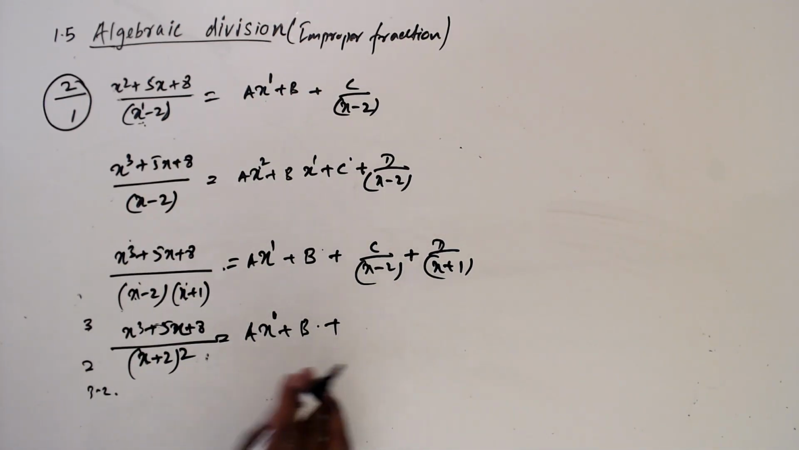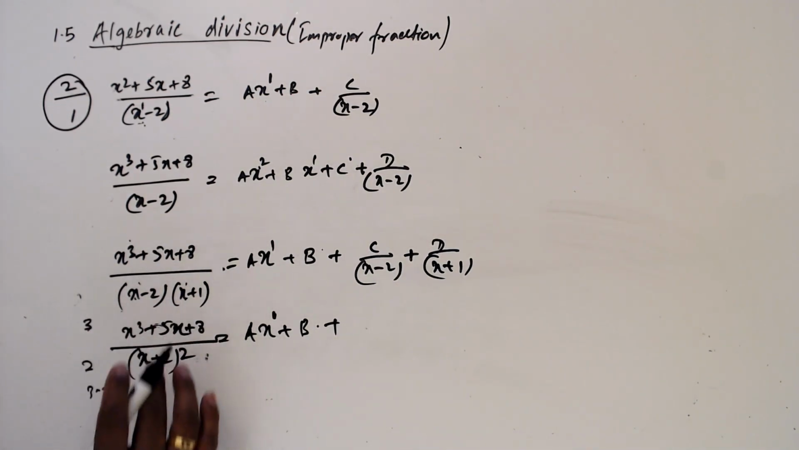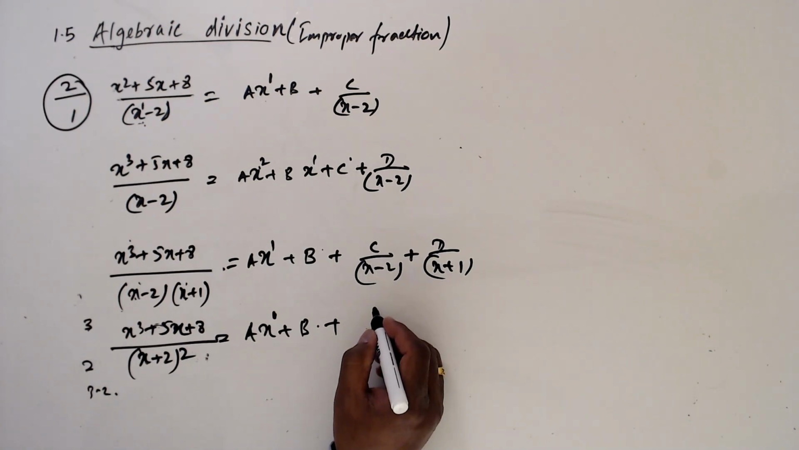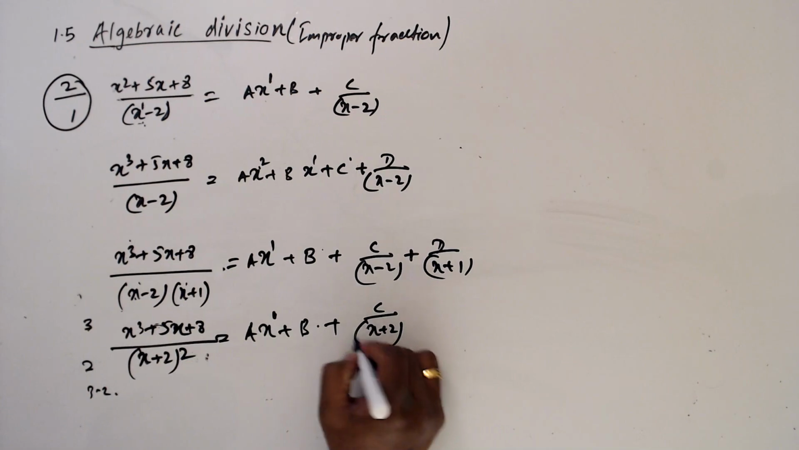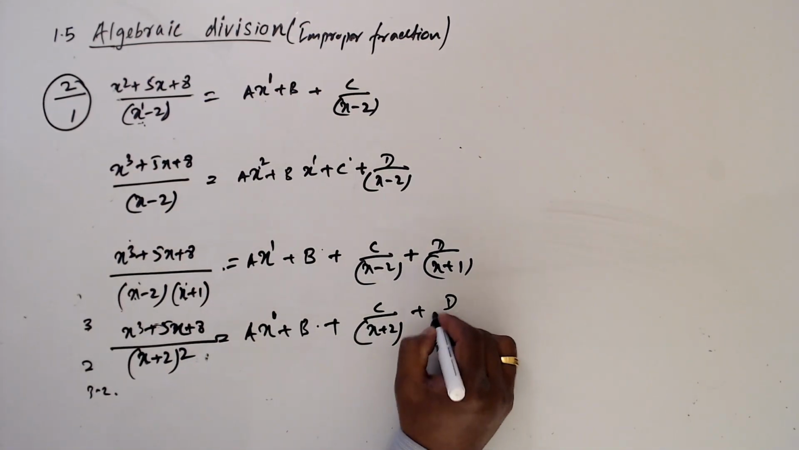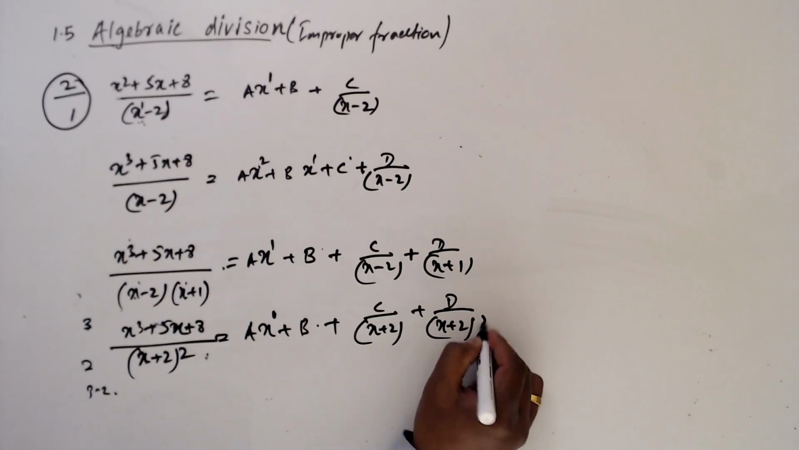Now I am not worried about the numerator. Now I worry only about the denominator. So after ax plus b, you can write C over x plus 2. Now you know how to deal with the repeated factor, and D over x plus 2 square.